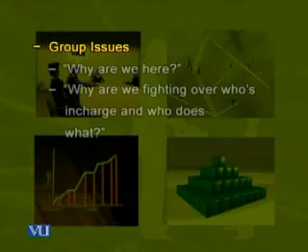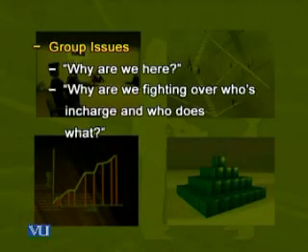ग्रुप इशू क्या हो सकता है कि व्हाई आर वी फाइटिंग ओवर हू इज इन चार्ज एंड हू डज व्हाट. ये स्टॉर्मिंग स्टेज पे इशू हो सकता है, जरूरी नहीं कि फाइटिंग की जाए, मकसद है कि हर कोई अपना अपना नुक्ता नजर दे रहा है, हर कोई अपना डायरेक्शन दे रहा है, हर कोई एक दूसरे पे अपनी अथॉरिटी बताने की कोशिश कर रहा है. तो लोग ये भी कह सकते हैं व्हाई ही इज बॉसी, व्हाई ही इज काइंड ऑफ पुटिंग प्रेशर ऑन अस, और क्यों मुझे कहा जा रहा है कि ये मैं काम करूं. तो ये कंसर्न होता है ऑर्गेनाइजेशंस के अंदर.